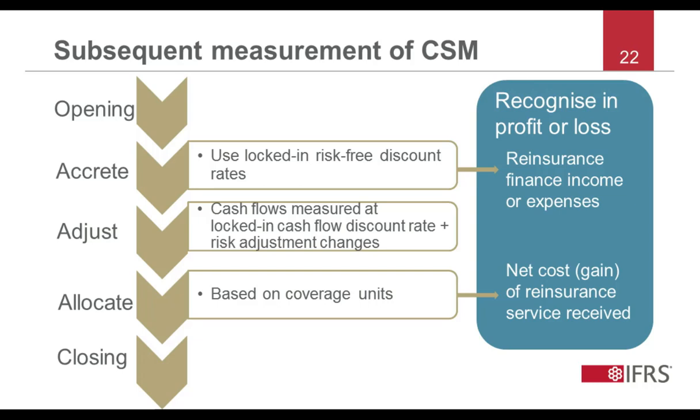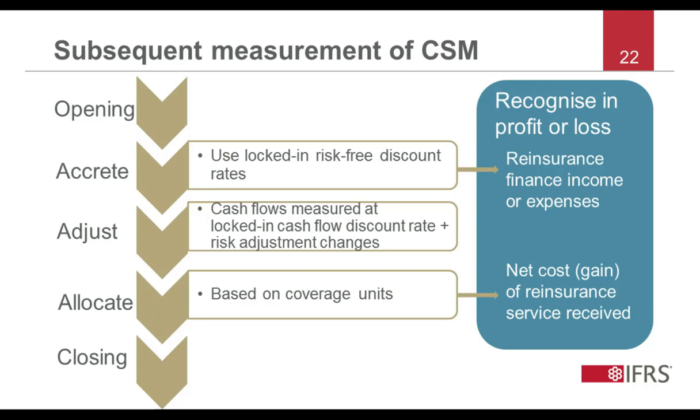Secondly, changes in the risk adjustment relating to future service also adjust the contractual service margin. There is an exception. This is when changes in reinsurance fulfillment cash flows relate to changes in fulfillment cash flows allocated to a group of underlying insurance contracts that are recognized in profit and loss. We will discuss the exception in more detail later.